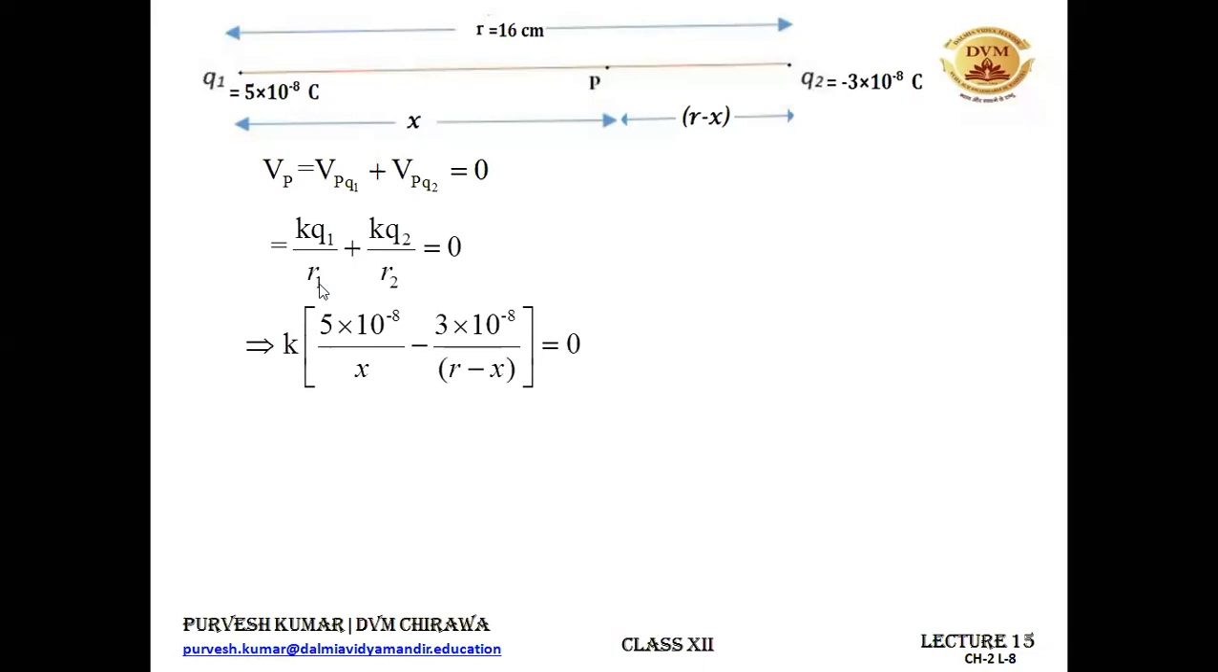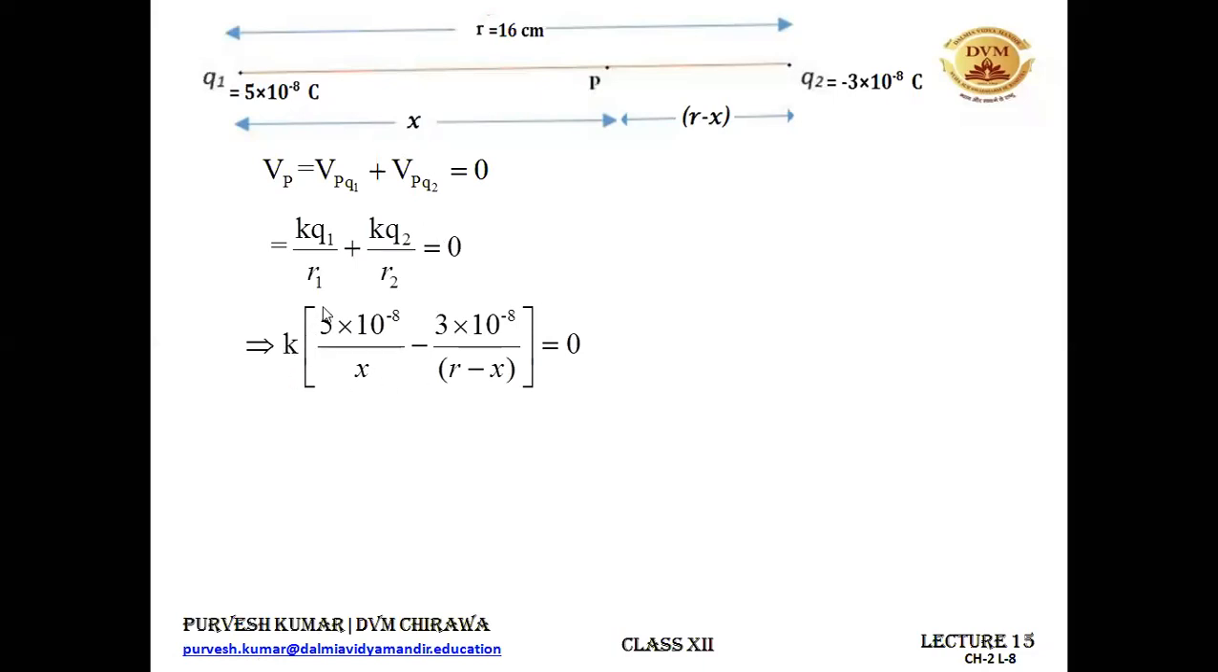So you can write X in place of R1, and in place of R2 you can write R minus X. The complete equation is equal to 0. K I have taken common. Now you need to solve for X from this equation. So we can easily do that.